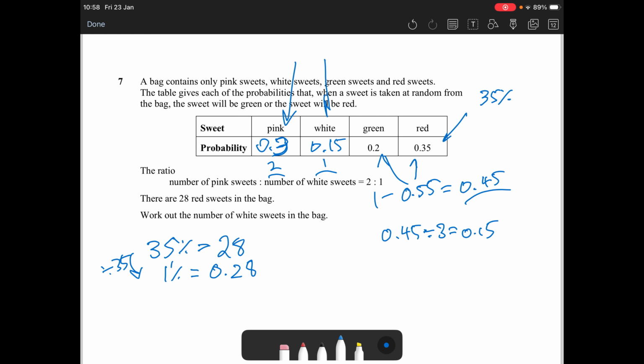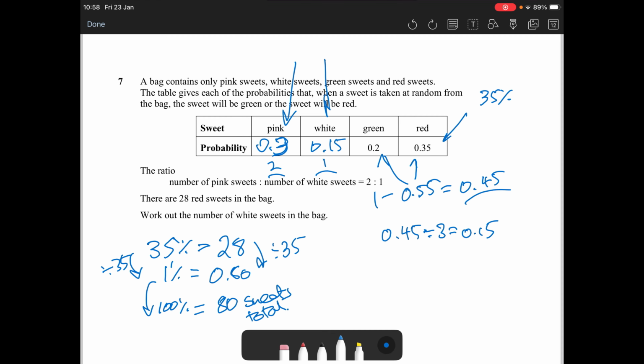My bad. Sorry, I made a mistake there. I was not meant to divide by 100. I was meant to divide by 35. So that would be wrong. So 28 divided by 35 is 0.8. And then you times that by 100, right? So times 100, 100%. The whole bag has 80 sweets, right? Total.